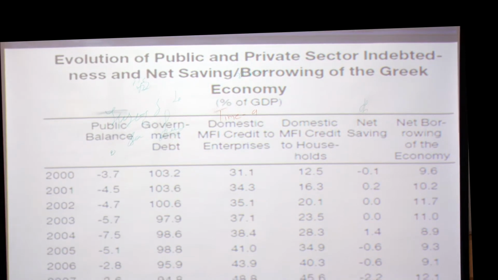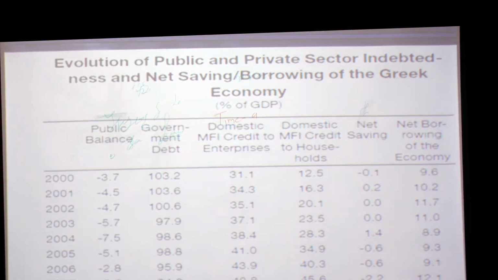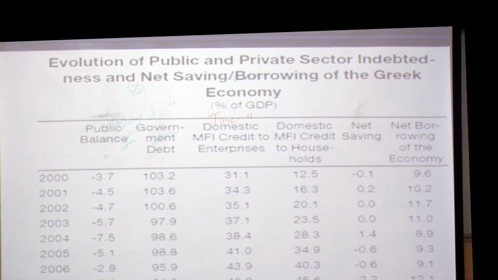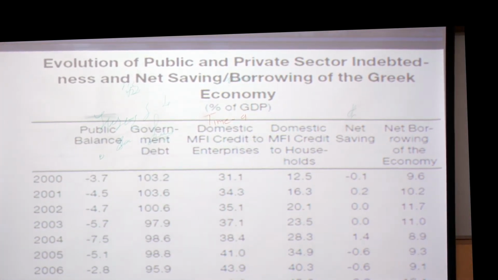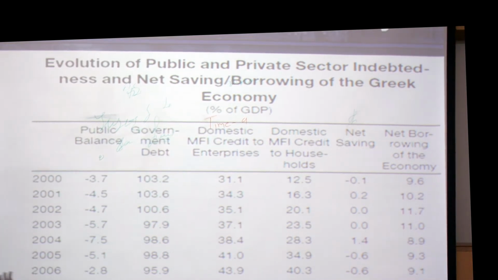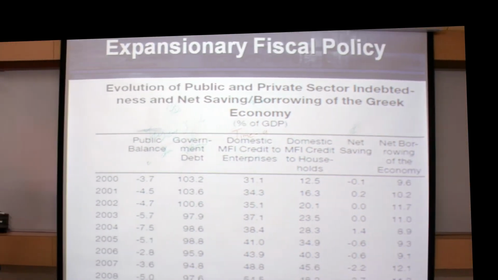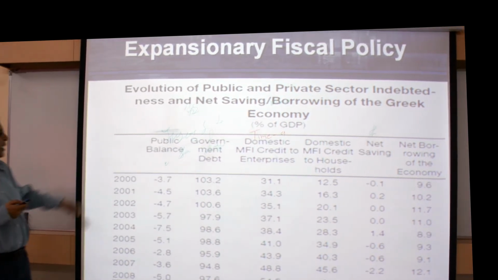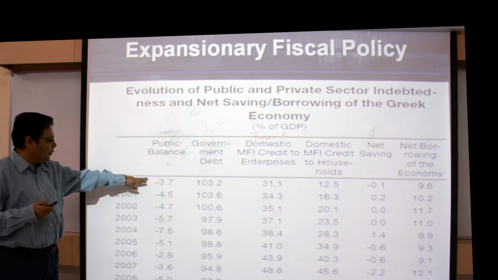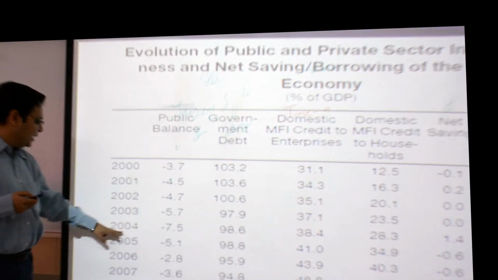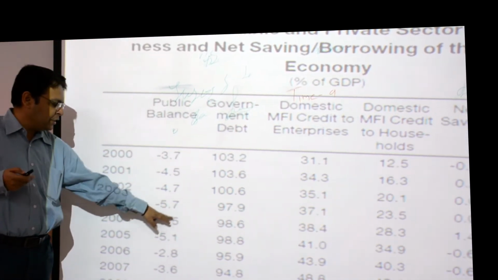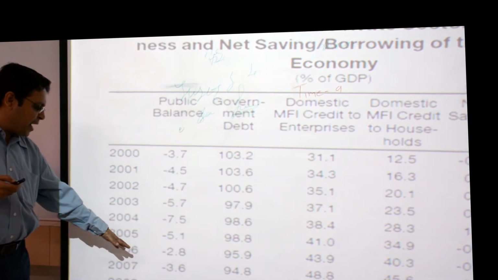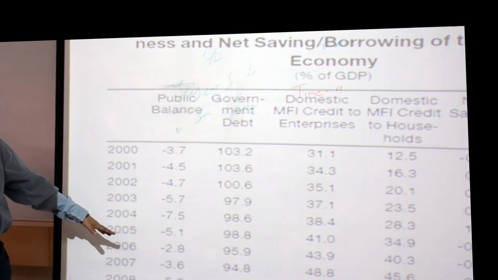The other aspect is that Greece's economy adopted a very expansionary fiscal policy, which meant that the borrowings went on increasing. Now, the impact of expansionary fiscal policy was, as you can see, the public balance, which is the deficit, was always in negative figures. It increased to a peak in 2004. This was the time of the Olympics, and later on it remained at a very high of -5%.